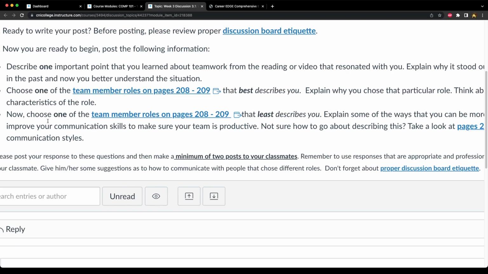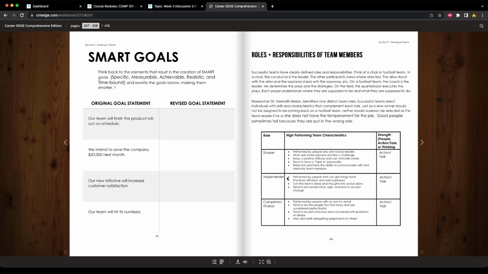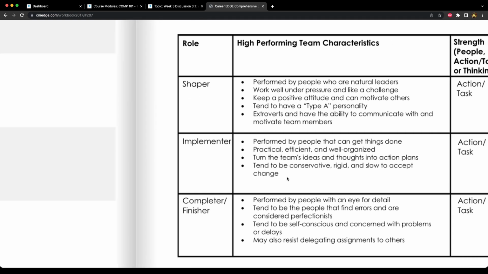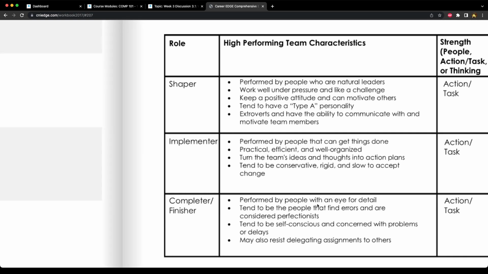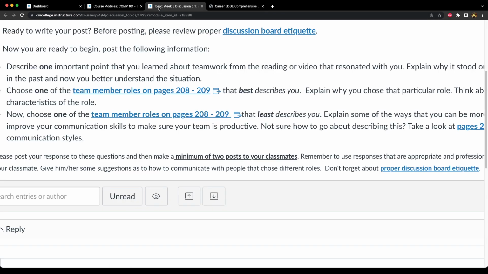And finally, you're going to choose one of the team member roles that least describes you. Maybe you're good at being a leader or a shaper, but when it comes to actually finding all the errors and stuff, maybe that's just not your thing. And trust me, there are a lot of people that don't have the patience to go through the entire document or the entire presentation and look for all these little issues, right? That's why this role right here is considered for people that are perfectionists, or people that just have to look at every single thing.